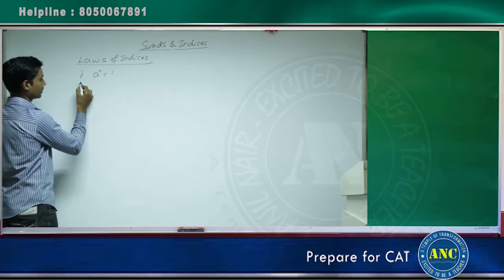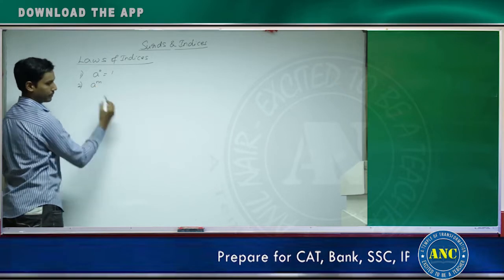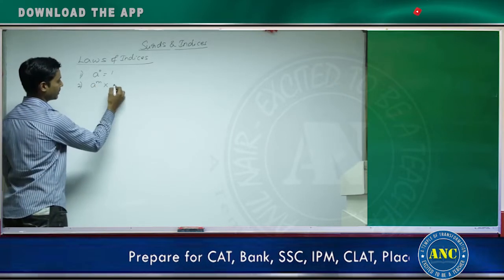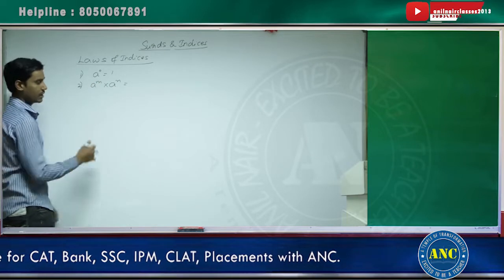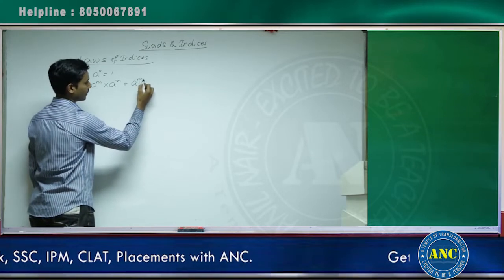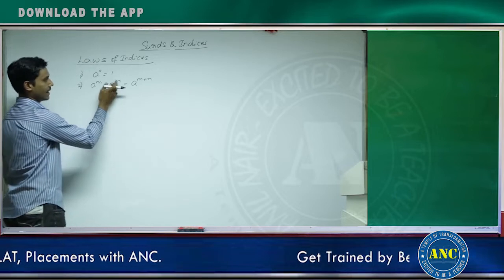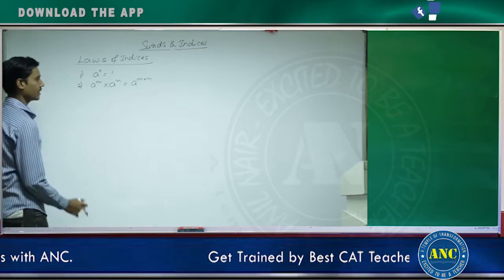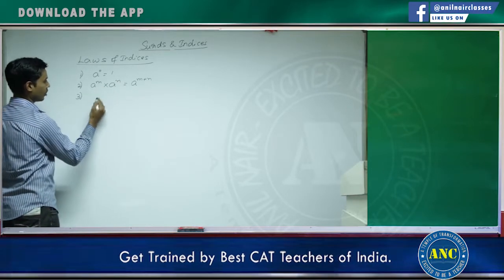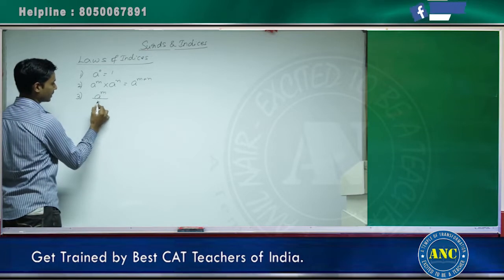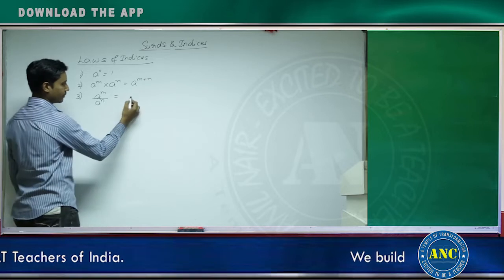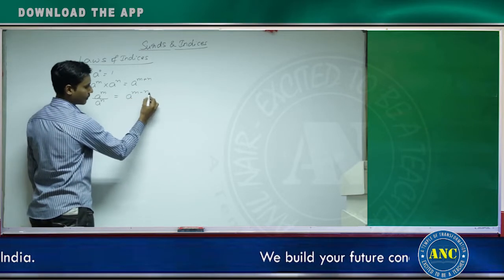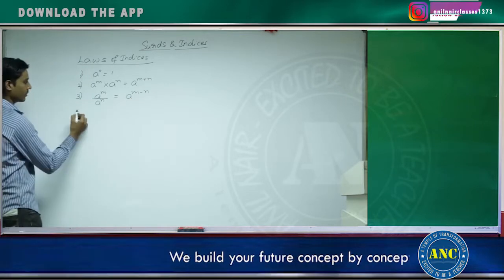Suppose a power m into a power n. Now the bases are same and the powers are different. If the bases are same and the powers are different, keep a common base and add the powers. Similarly, instead of multiplying, if they are divided, keep the common base and subtract the powers.